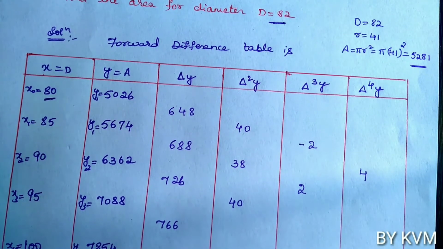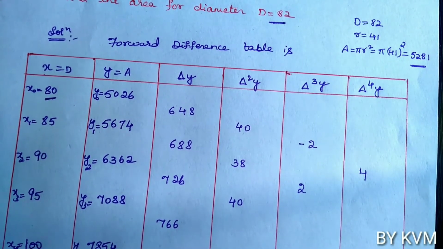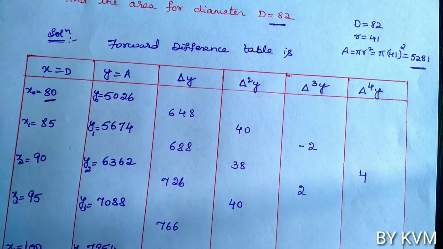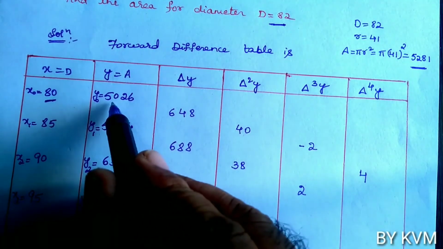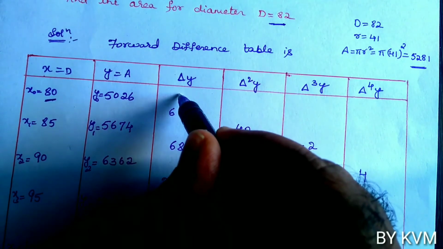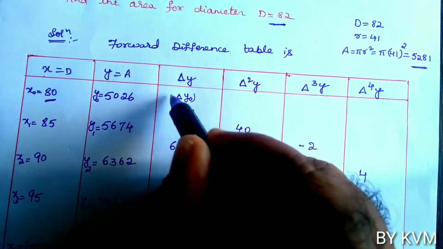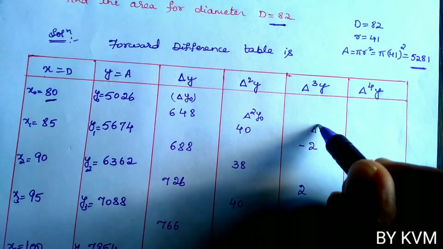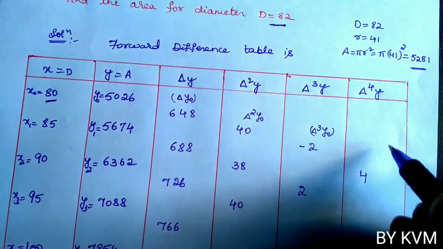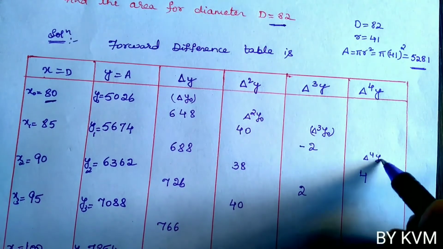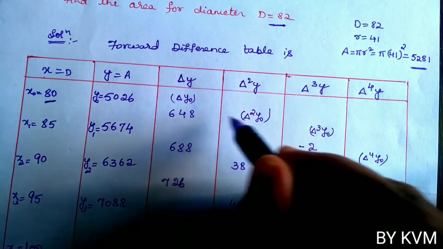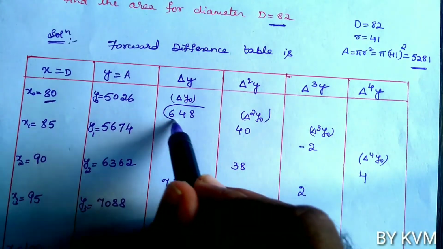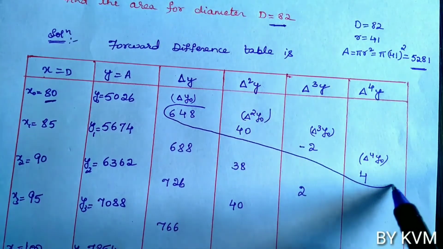So now, after constructing the table, you have to identify the leading forward and leading backward differences. So x0 is 80, y0 is 5026. So delta y0, delta square y0, delta cube y0, and delta power 4 y0 are the leading forward differences. So in each column you have to take the first values.